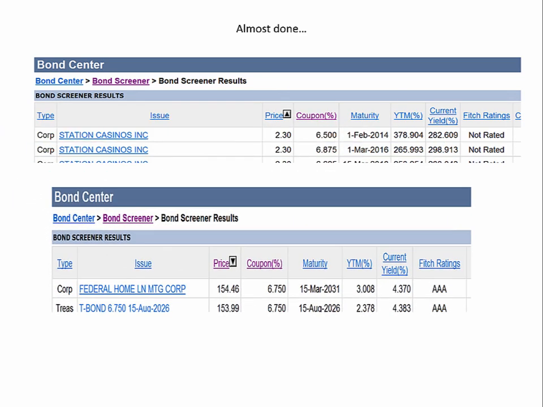At the other extreme, a Federal Home Loan Mortgage Corporation bond, a Fannie Mae bond. In this case, the bond is a 6.75% coupon, and it's selling for 154.46% of face value, a 54% premium. The yield to maturity on that is only 3.008%. Now, a Fannie Mae bond, again, with Station Casinos, the reason they're selling at such a discount, the reason they have such a high yield, is because of the risk that you're not going to get paid. The other extreme, the Fannie Mae bonds.